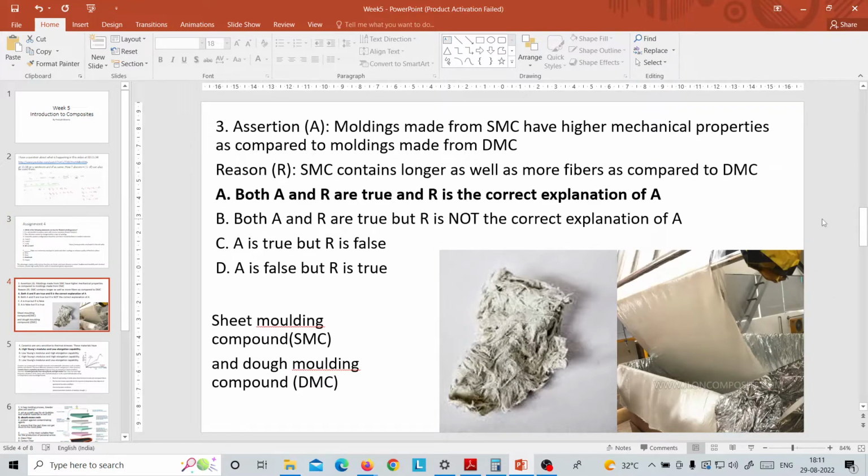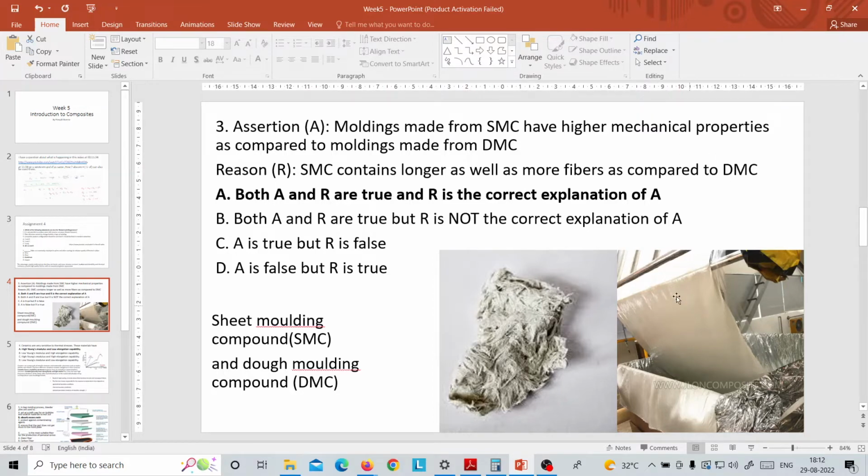Then this is a question in which they ask which of sheet molding compounds and dough molding compounds will have higher mechanical properties. Here is a comparison between dough molding compounds and sheet molding compounds. We can see the uniformity of sheet molding compound is very high compared to dough molding compounds. In dough molding compound we have short fibers all bunched together in a random amount of resin, and in sheet molding compound it's a uniform arrangement of very long fibers all stacked together uniformly. Therefore, sheet molding compounds will have very high strength compared to dough molding compounds.